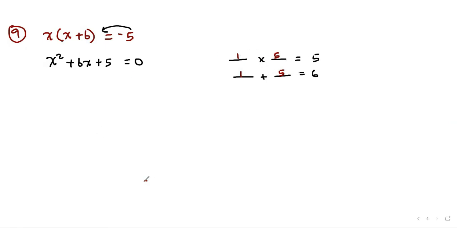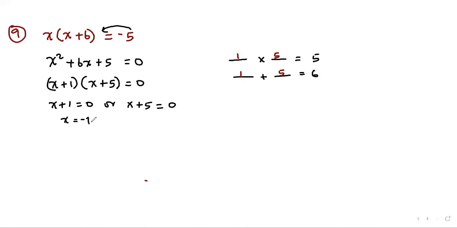So this means that we are having x plus 1 into x plus 5. And so x plus 1 equals 0, or x plus 5 equals 0. So then x is equal to -1, or x is equal to -5. So our solutions are that x is equal to -1, or x is equal to -5.